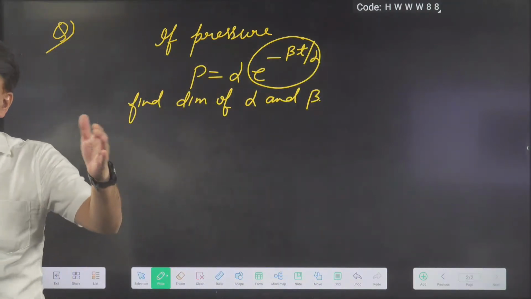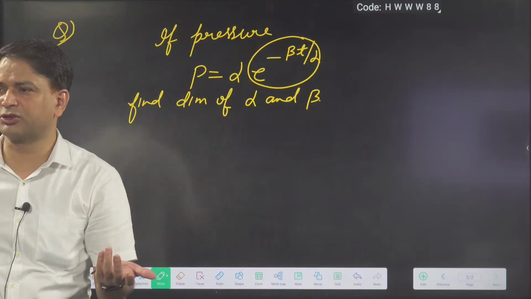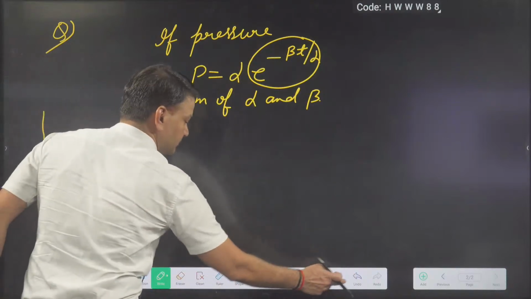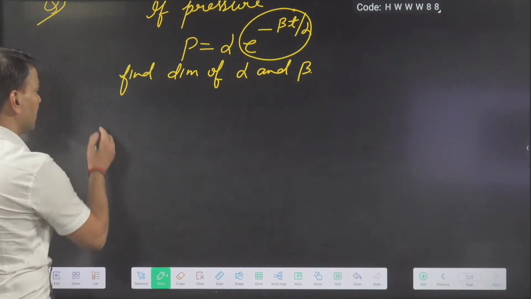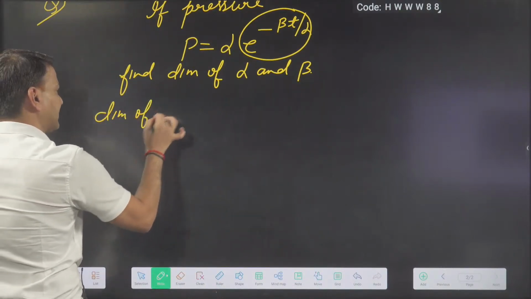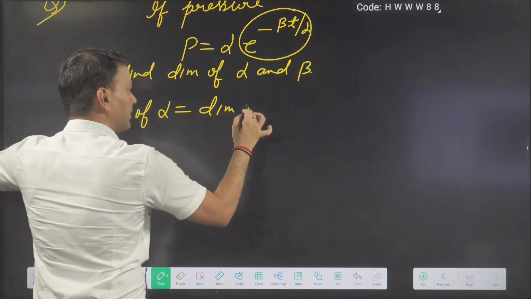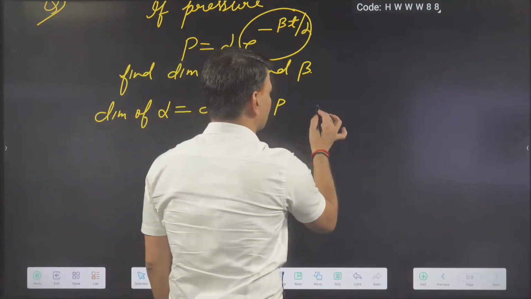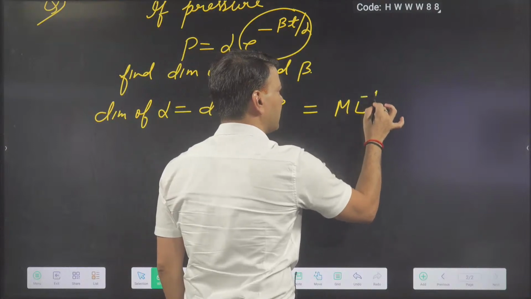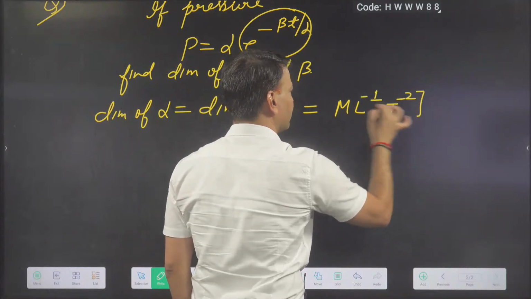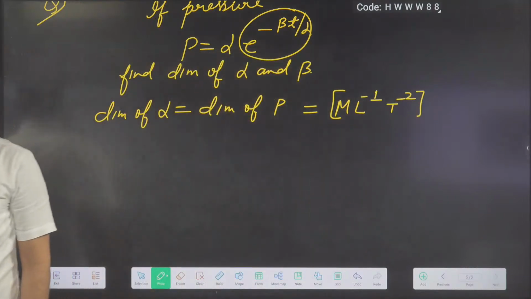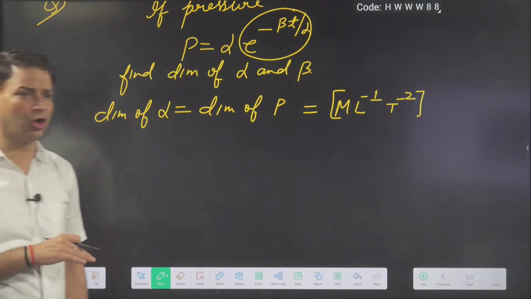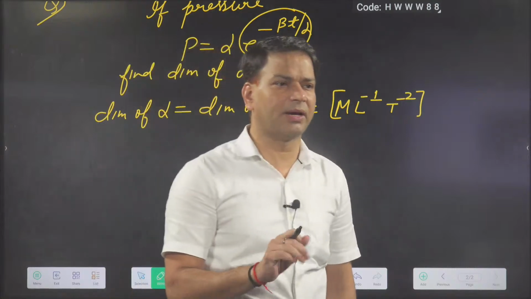I can equate only when dimension of alpha is equal to dimension of P. So alpha dimension directly we got: dimension of alpha is equal to dimension of pressure, and pressure dimension we know what? ML minus 1 T minus 2. Pressure dimension we have got by using force upon area. Okay, so what is the dimension of alpha we got? That is the dimension of pressure. Why? Because e to the power x is dimensionless.